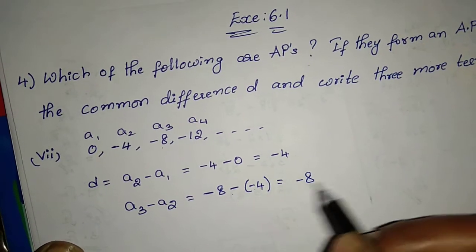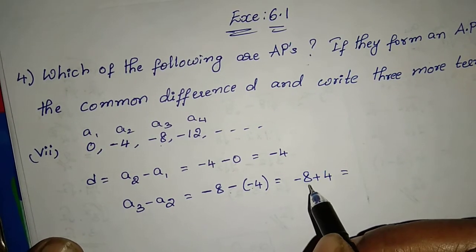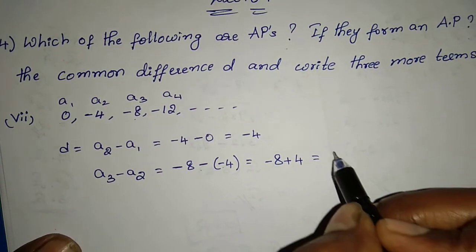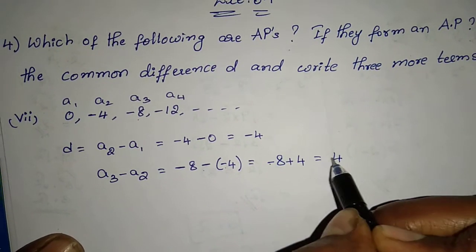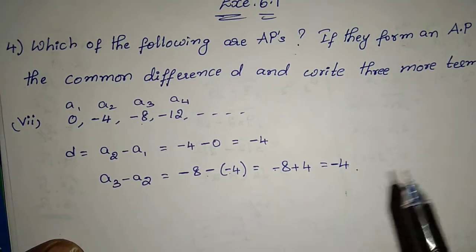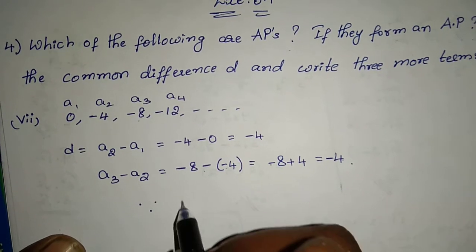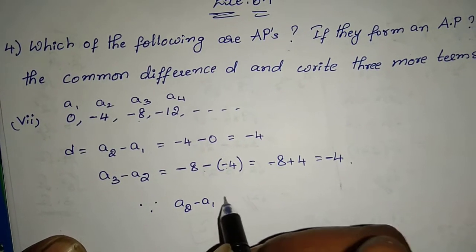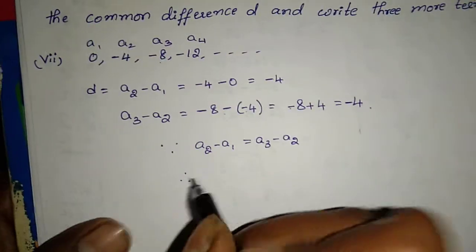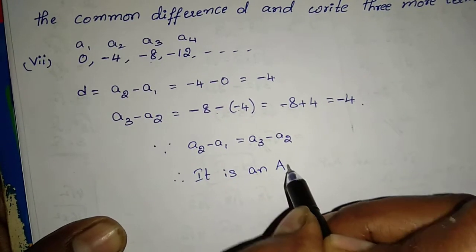Minus 8 minus into minus is plus 4. 8 and 4 have different symbols, so what do we have to do? We have to subtract. 8 minus 4 is how much? 4. For the bigger number, what is the symbol? Minus. So minus 4. Both the values are equal, so what can we say? Since A2 minus A1 equals A3 minus A2, therefore it is an arithmetic progression.